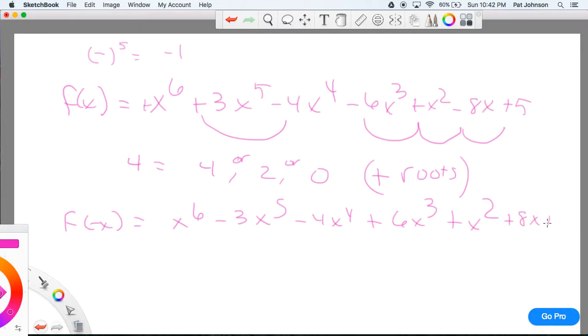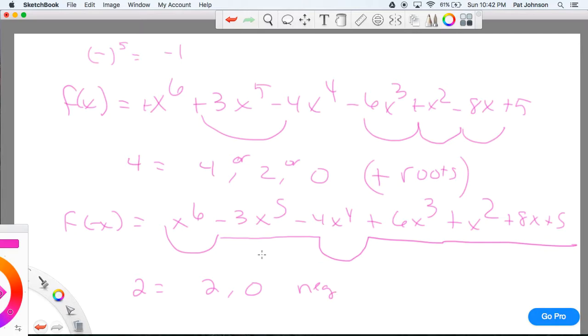Plus 8x plus 5. Now let's look at all the sign changes. I went from positive to negative. Didn't change, whoops. Change here. Didn't change. So I had 1, I had 2. So that means I have 2 or 0 negative roots as my possibility.